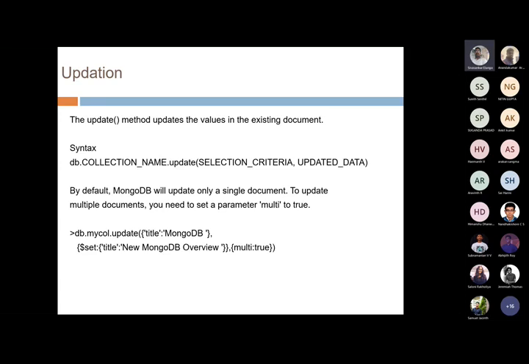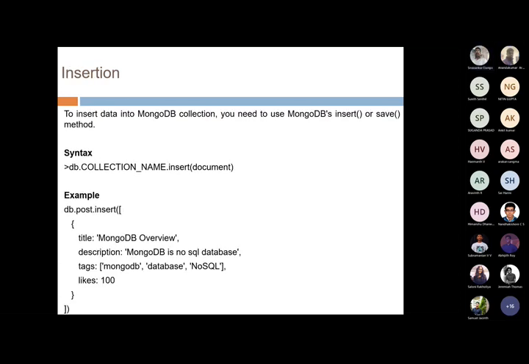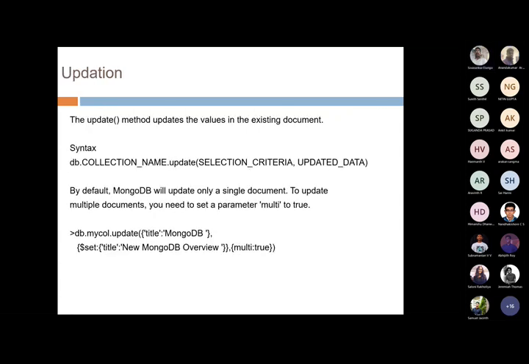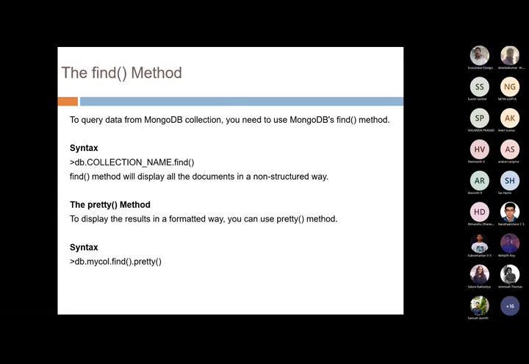So the database.collection.update command: you are going to update the title MongoDB to a new title, new MongoDB overview. The initial title was MongoDB overview, to a new MongoDB overview, and multi you are going to set to true. So this is the command for updating the key value pair.